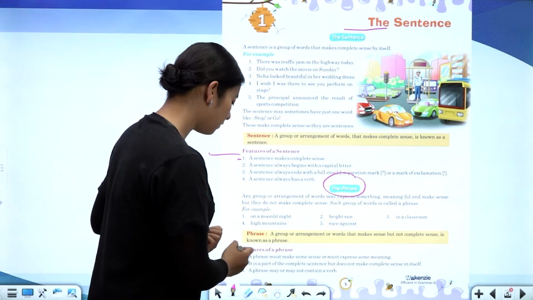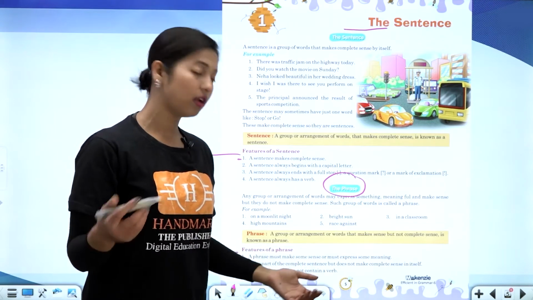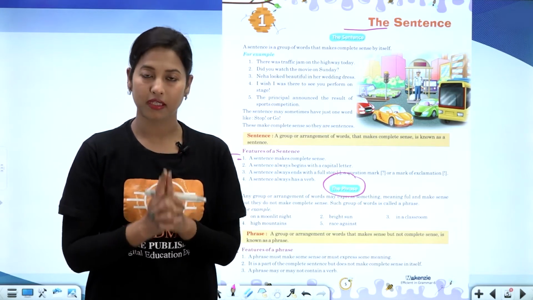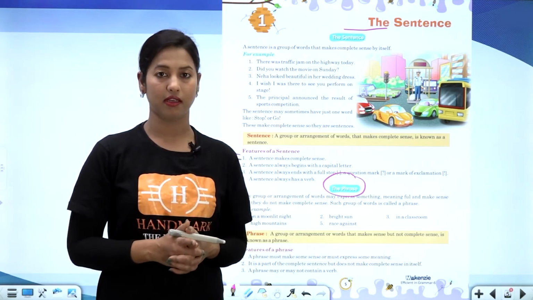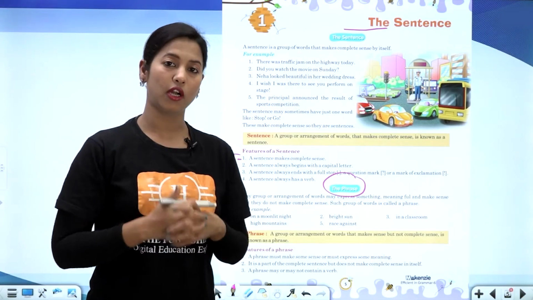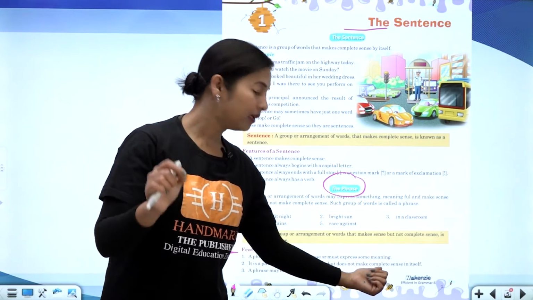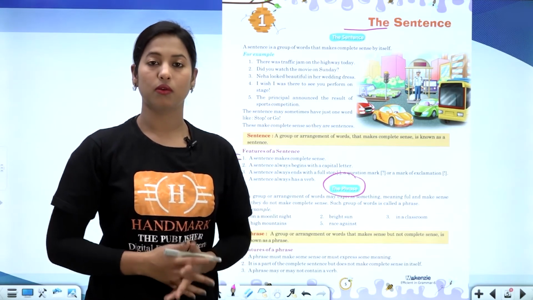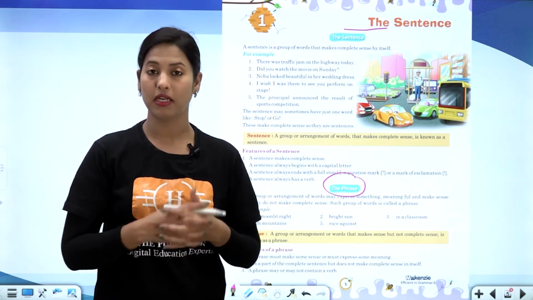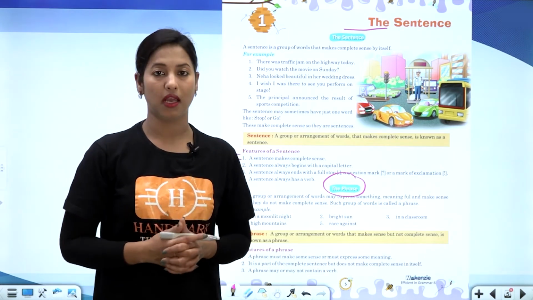Here we have features of a phrase. First feature says a phrase must make some sense or must express some meaning, but it cannot make complete sense on its own. It can never be a sentence, rather it is a part of a sentence. That is mentioned in feature number 2. It is a part of the complete sentence but does not make complete sense in itself, right? So a phrase is a part of a sentence but it can never be a complete sentence. Feature number 3 says that a phrase may or may not have a verb, as I have already told you.